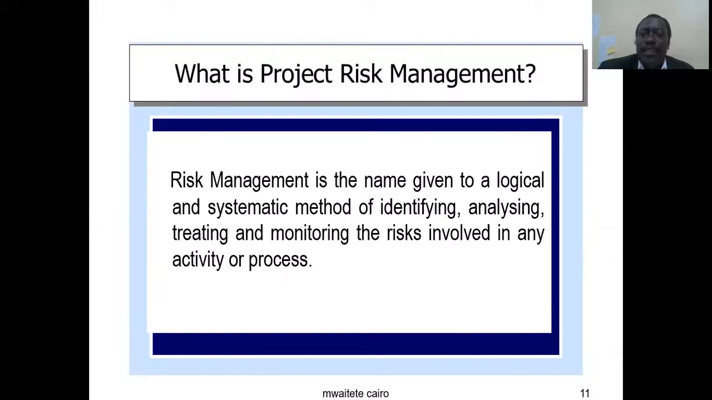So what is project risk management in this context? Risk management is the name given to logical and systematic methods of identifying, analyzing, treating, and monitoring the risk involved in any activity or process.